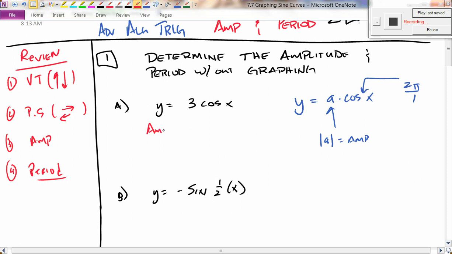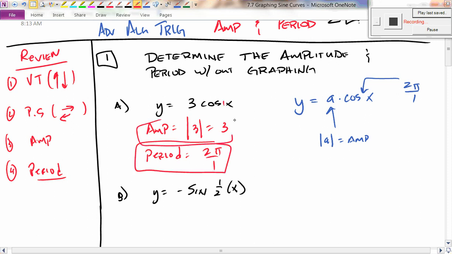What is the amplitude of this graph, 3 cosine x? Yeah, the amplitude is the absolute value of 3, so that gives us 3. What's our period? Yeah, it's 2 pi divided by 1, since there's a 1 right in front of the x. So 2 pi divided by 1 is just 2 pi. So the period is 2 pi, the amplitude is 3. That one's pretty easy. That's a little warm-up, okay?